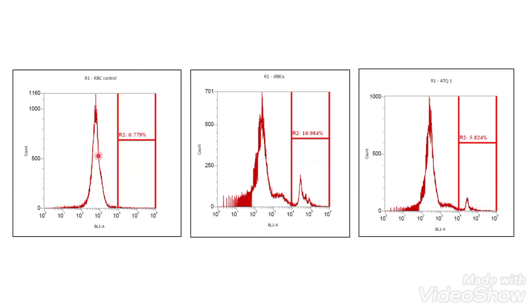Now, if you infect the RBCs with Plasmodium, then add propidium iodide, it will start giving you a positive peak. The reason is very simple, because Plasmodium has DNA. So the signal is not coming from the RBC. The signal is actually coming from the Plasmodium, which is present inside the RBC. So you can say that 10.9% RBCs were infected with what?